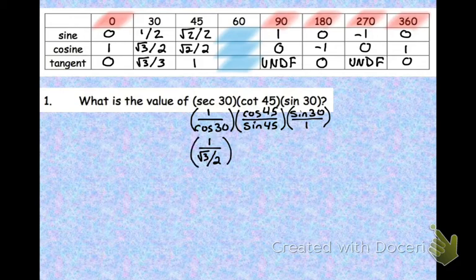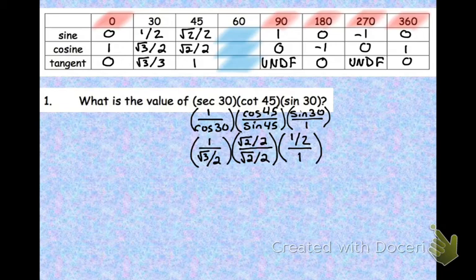Cosine of 45 is square root of 2 over 2, over the sine of 45, which is square root of 2 over 2. And I know what some of you are thinking already. Don't say it, don't cheat, don't tell anyone. We'll get to it in just a second. And sine of 30 is going to be 1/2. And again, I'm going to put that over 1 just to make it all look the same.